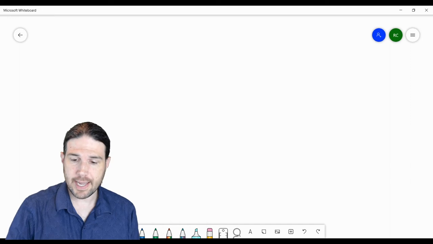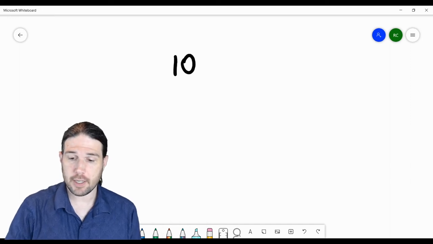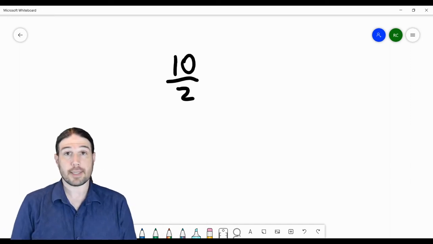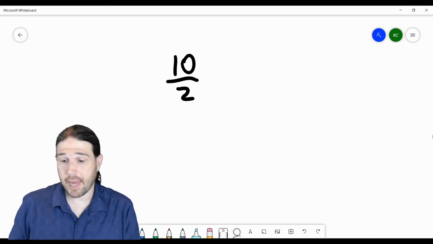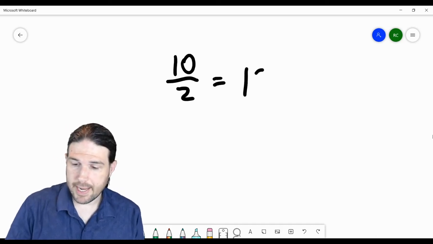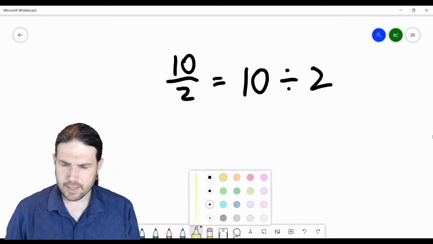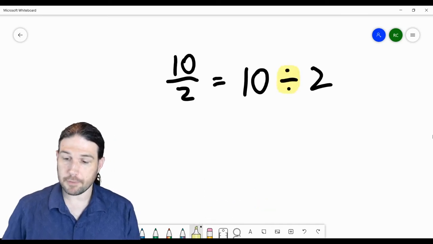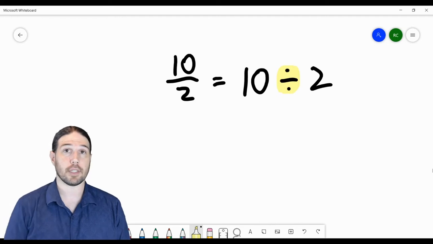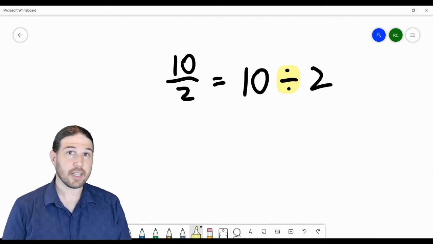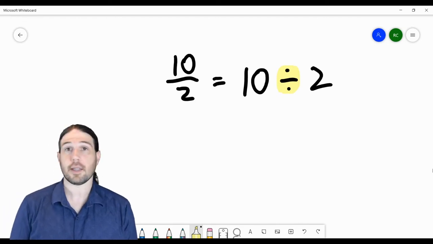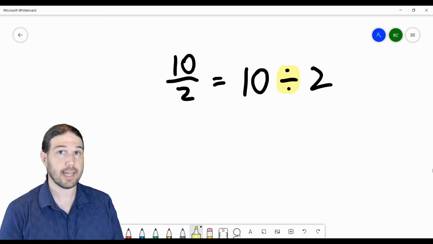So if I take the fraction 10 over 2, for example, that is the same thing as saying 10 divided by 2. And in fact, if you look at the symbol for divided by that we sometimes use, if you look at it and kind of squint, it looks sort of like a little fraction. This should all make sense.